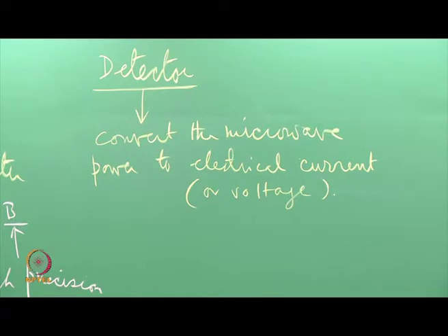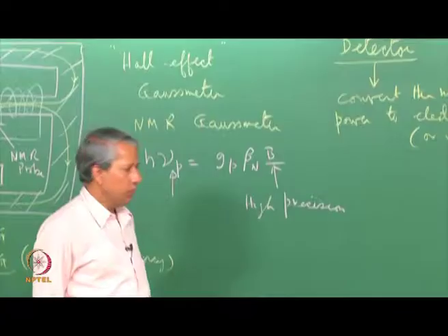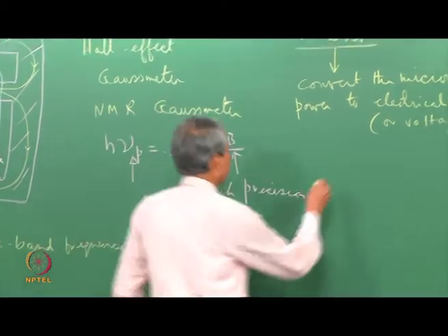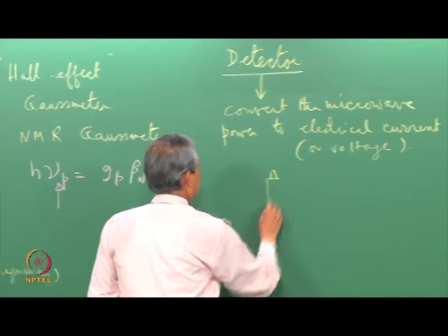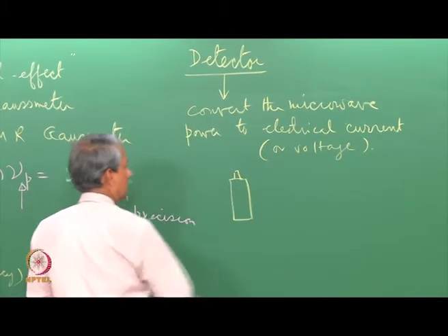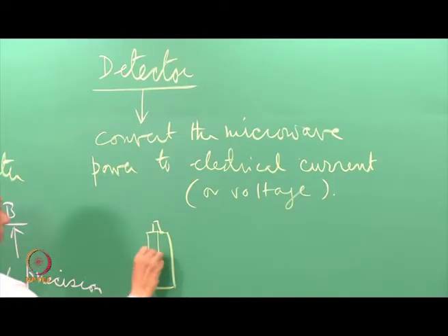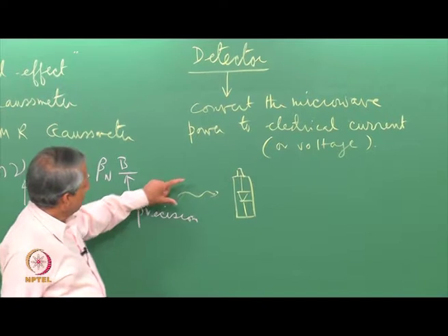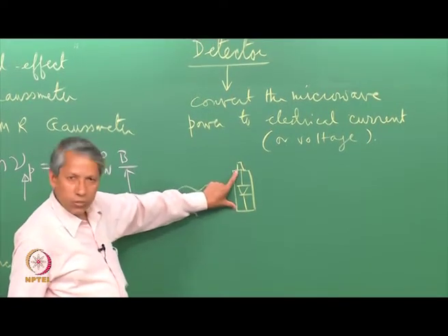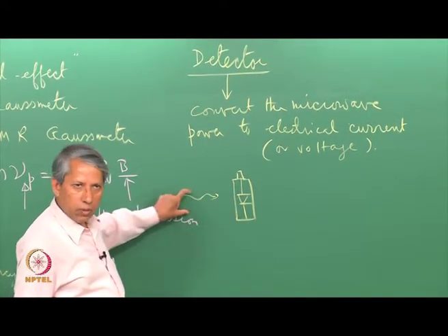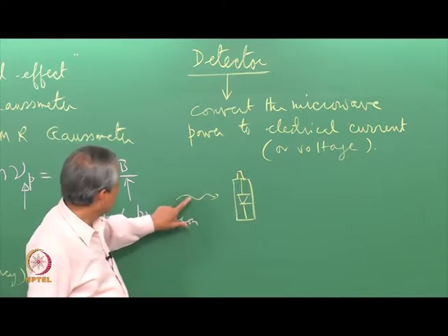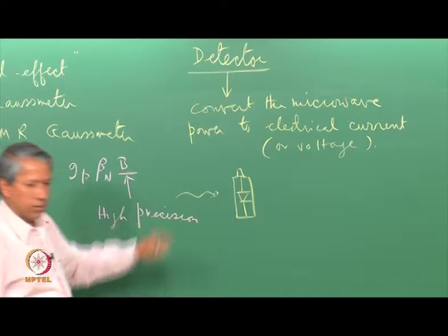Now, the detector that is used in EPR spectroscopy is usually a silicon diode, something like this. Let us say this is a diode. The diode is kept inside. When radiation falls on it, it responds to the electric field of the microwave and a current is produced here, which is related to the intensity of the microwave.